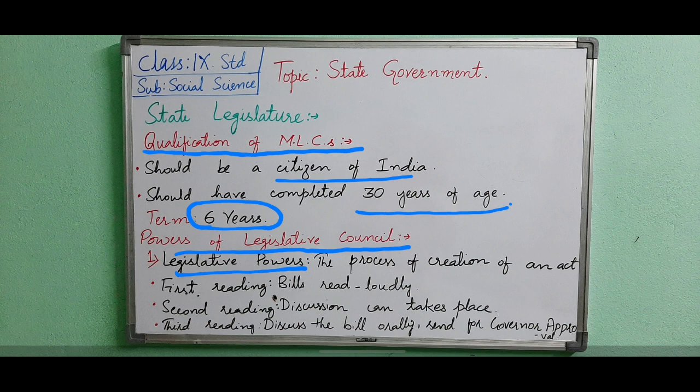1 month. If it does not do so, it will be understood that both the houses have approved the bill and it will be sent to the governor for his assent. Now the process of creation of an act.